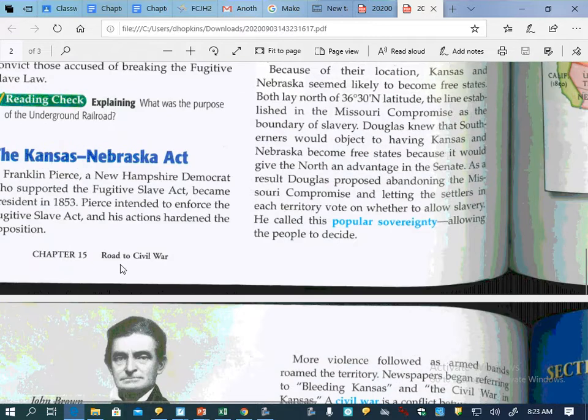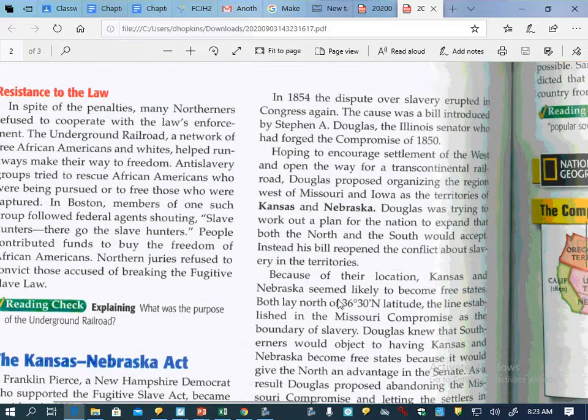The next paragraph. The Kansas-Nebraska Act. Franklin Pierce, a New Hampshire Democrat who supported the Fugitive Slave Act, became president in 1853. Pierce intended to enforce the Fugitive Slave Act, and his actions hardened the opposition. In 1854, the dispute over slavery erupted in Congress again. The cause was a bill introduced by Stephen A. Douglas, an Illinois senator who had forged the Compromise of 1850.